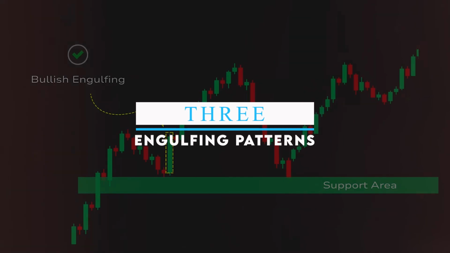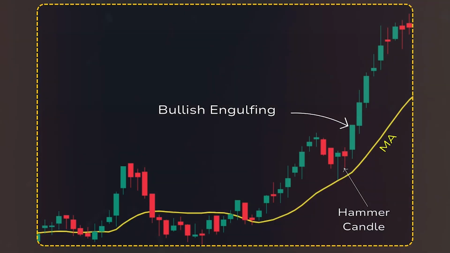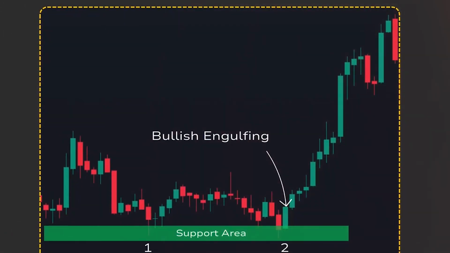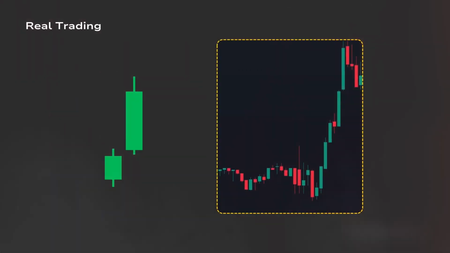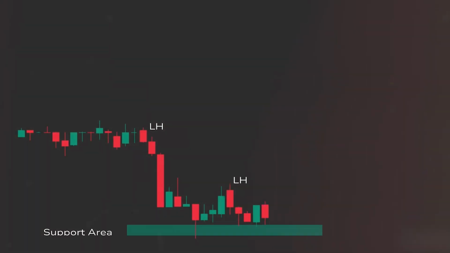3. Engulfing patterns. Two candlesticks are used, with the second candle engulfing the preceding one. There are two types of engulfment patterns. The bullish engulfing pattern occurs when a bullish candle totally engulfs the prior bearish candle. It indicates a probable turnaround from a downtrend to an uptrend, with strong purchasing demand outweighing selling pressure.